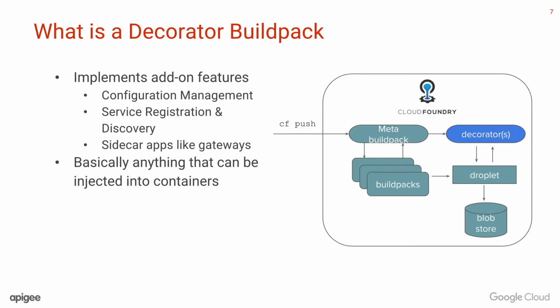Going into more detail about a Decorator build pack, what it does is implement add-on features, whether this be configuration management like Spring config, service registration and discovery, or, in our case, a sidecar app that acts as a gateway. Basically, anything that can be injected into containers can be made into a Decorator build pack.